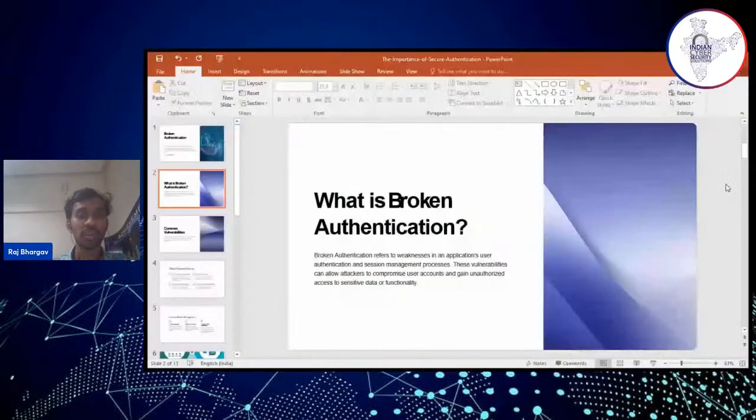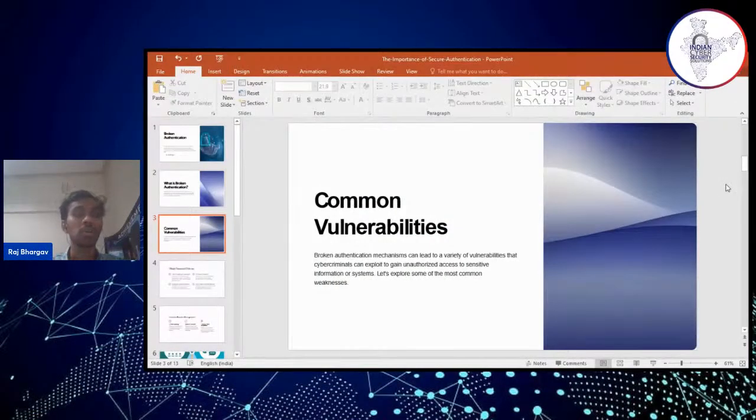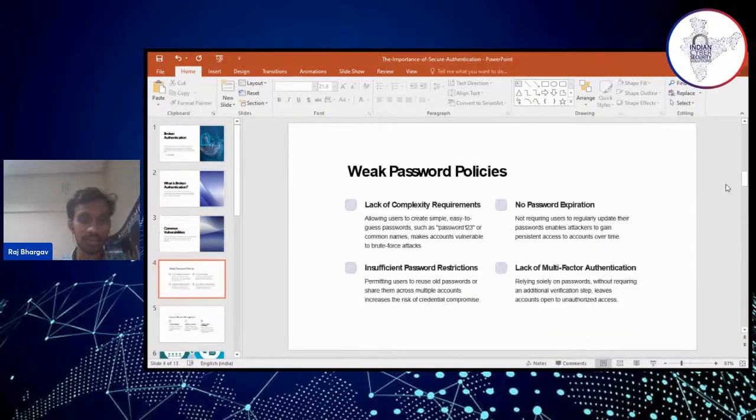So let's see what the common vulnerabilities are that arise in broken authentication. Here, attackers can get access to sensitive information, they can compromise the system, or they can capture the session and take over the user's accounts as well.